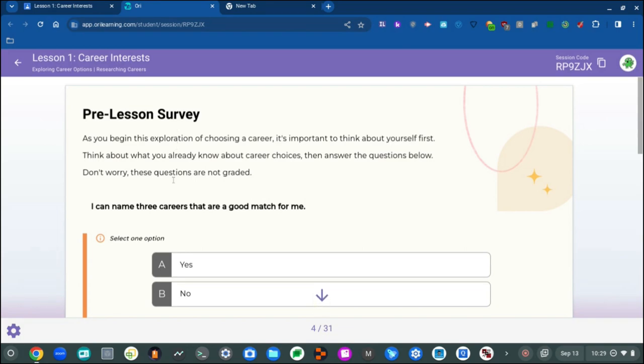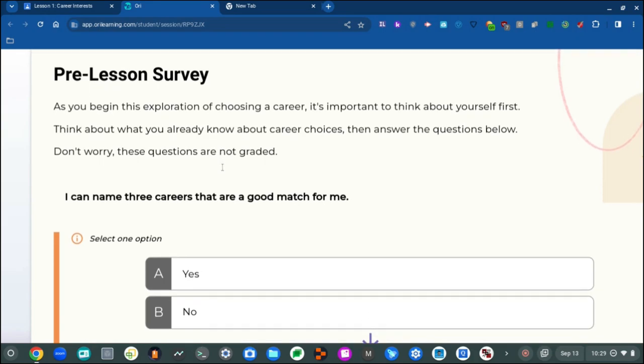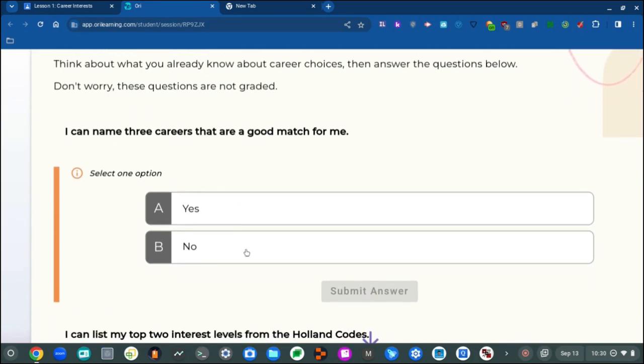So, in this, there's some questions, like this one's not graded. Some of them are, right? But just use information on the slides to answer when you have to. You'll get a good grade. All right, so, I can name three careers that are a good match for me. Select either yes or no.